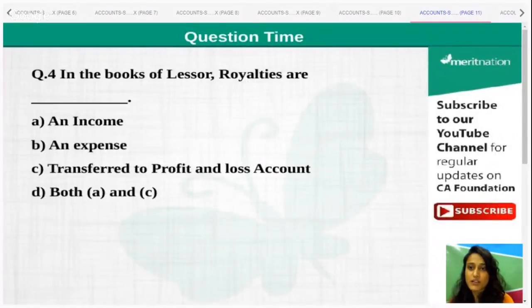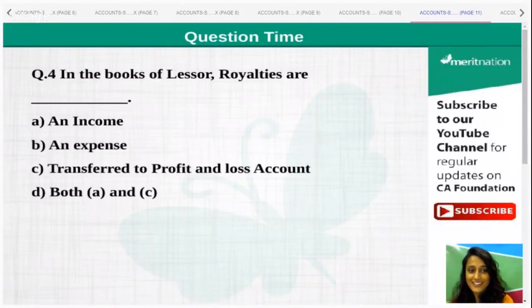Question number four. In the books of licensor, royalties are dash. Point number A, an income. B, an expense. C, transferred to profit and loss account. Or D, both A and C. Yes, Krishna, that's absolutely correct. No consideration, no contract, and hence not legally enforceable. You've done it under law, right? In the Contracts Act?